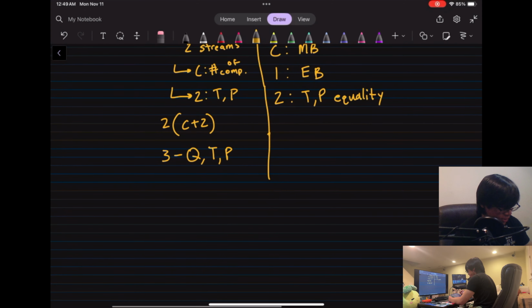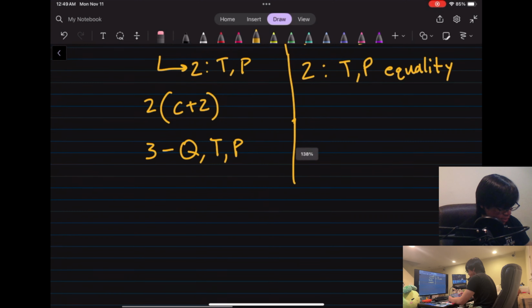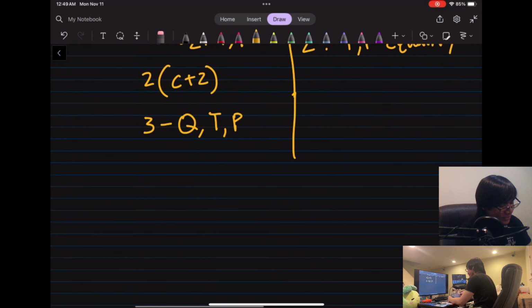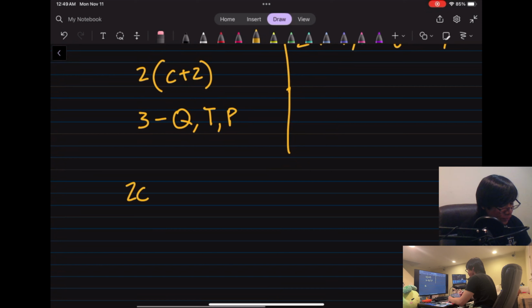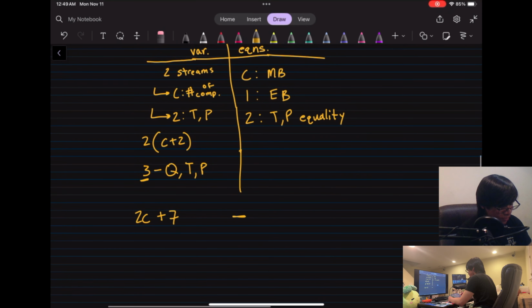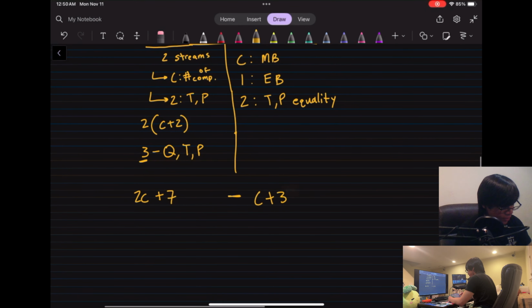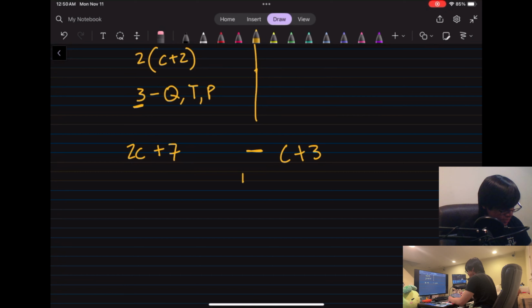So if we add these up on the left-hand side for our unknowns or variables, we have 2C plus 4, and then 4 plus 3 here. So 4 plus 3 is 7. So 7, and then we subtract our equations from our variables, and that'll be C plus 3. And what we have is C plus 4.